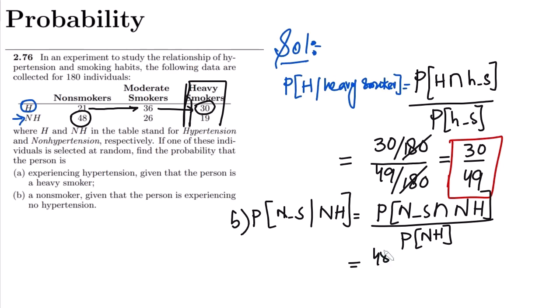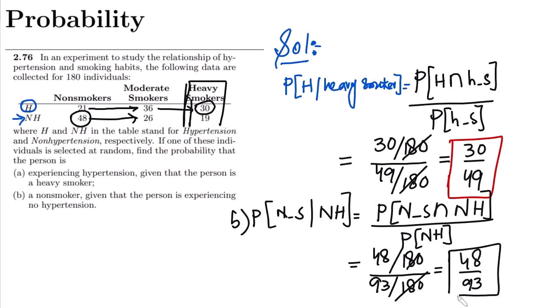So 48 divided by the total number of individuals, which is 180, is the probability. And the probability that a person is non-hypertensive, yes, that is also given. How can we find it out? That would be 48 plus 26 plus 19, and that would be 74 plus 19 is 93, divided by 180. These two will cancel out, and at the end I will get 48 divided by 93, and that is basically the answer of part B.